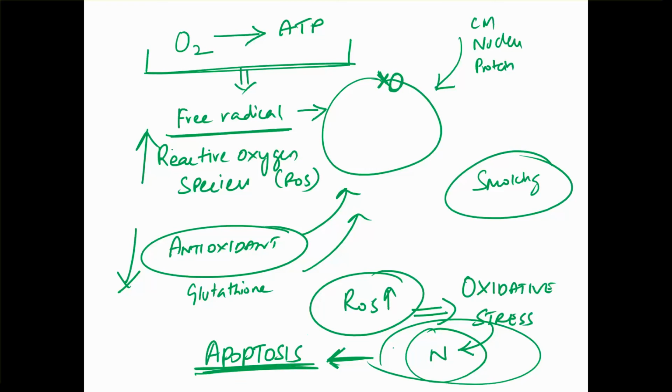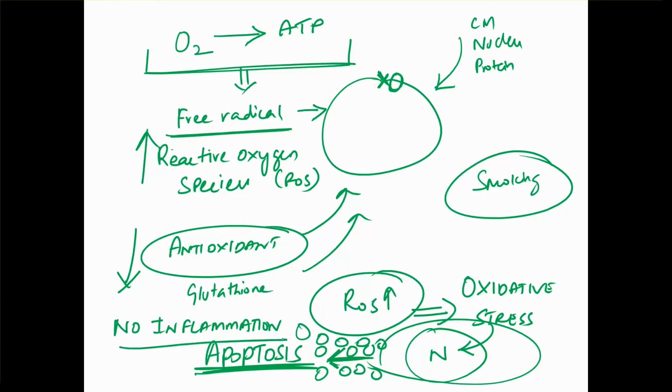So the cell will break into multiple pieces. The cell will divide into multiple fragments, and those will be removed by macrophages. So they will not induce inflammation. There is no inflammation. This is the characteristic feature of apoptosis.